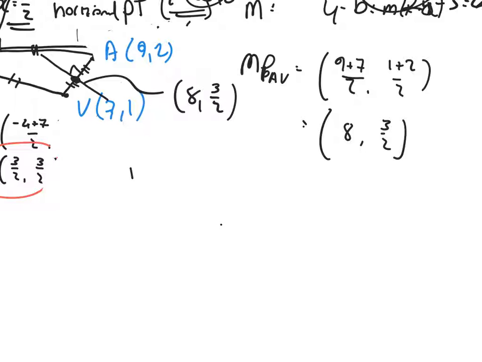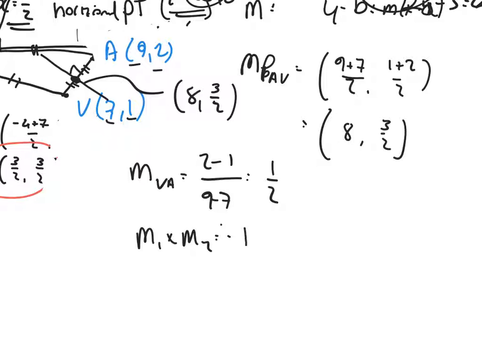Now let's find the gradient. So first of all, let's find the gradient of VA, and that will be 2 minus 1 over 9 minus 7, which is 1 over 2. It's then m1 m2 equals minus 1. So the gradient of a line which is perpendicular, 1 over 2, flip it over, change its sign, will be minus 2 over 1, which is just minus 2.